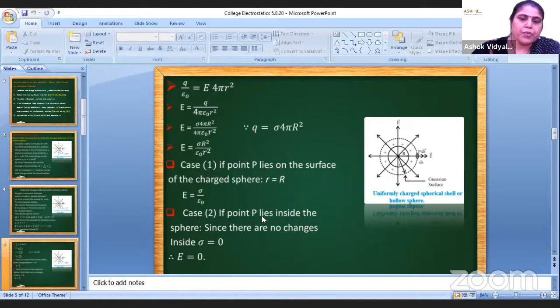Case number 2: if point P lies inside the sphere, since there are no charges inside, sigma is equal to 0 and therefore E is equal to 0. These are the cases belonging to this first application of the Gauss law.